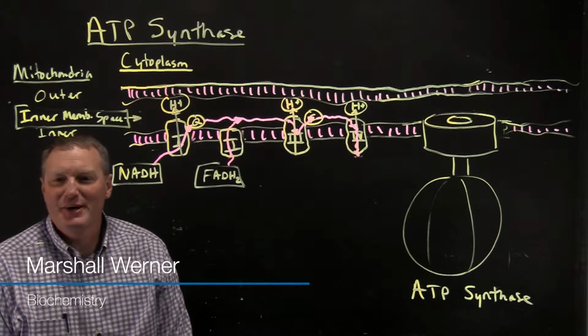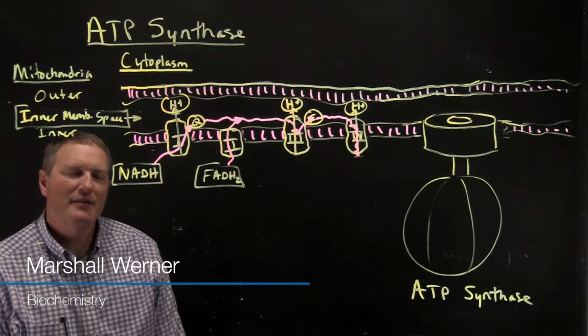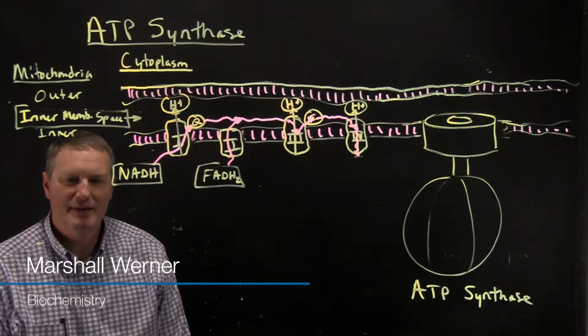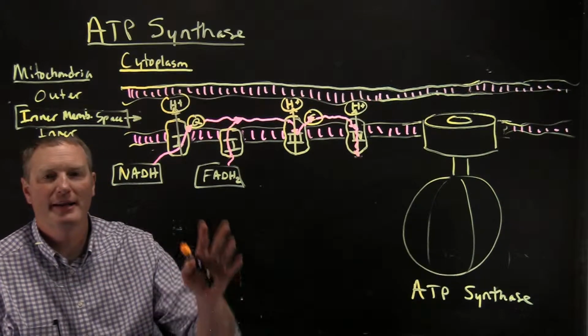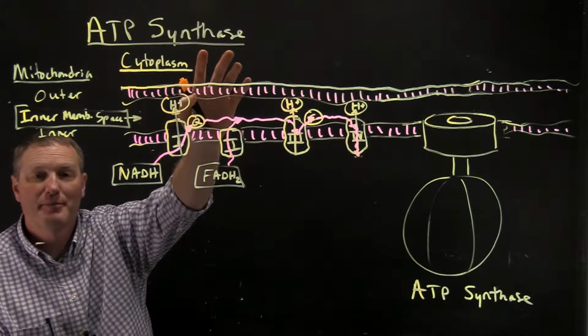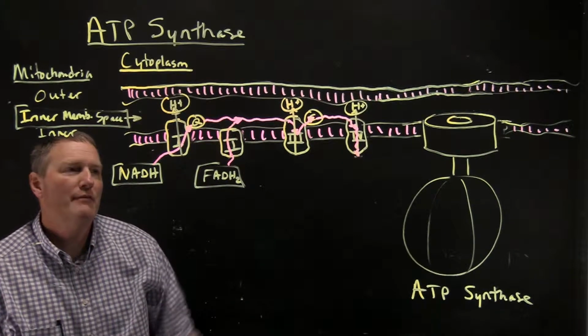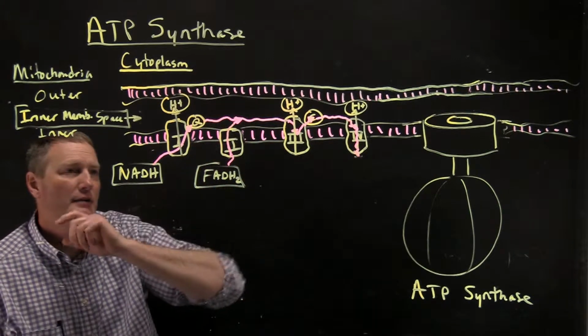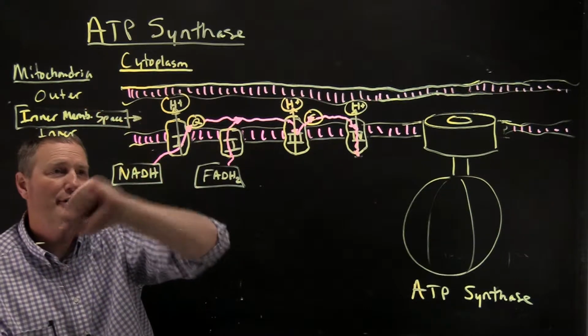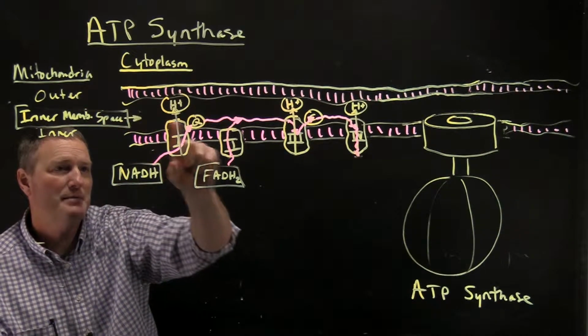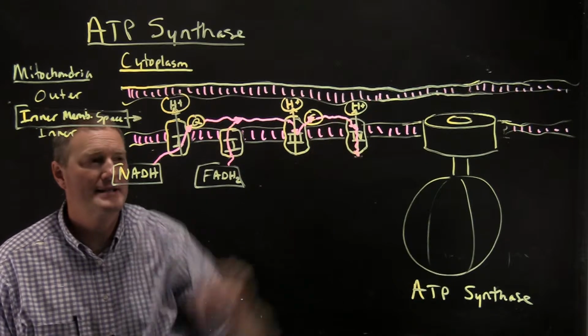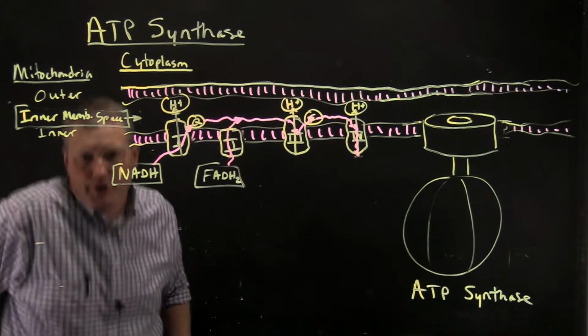Hey everyone, in this video we're going to continue our discussion of the electron transport chain and oxidative phosphorylation by focusing on this key enzyme complex called the ATP synthase complex. So what I've done here is I've redrawn our structures of the inner and outer mitochondrial membrane, and I've kept in our four complexes here of the electron transport chain.